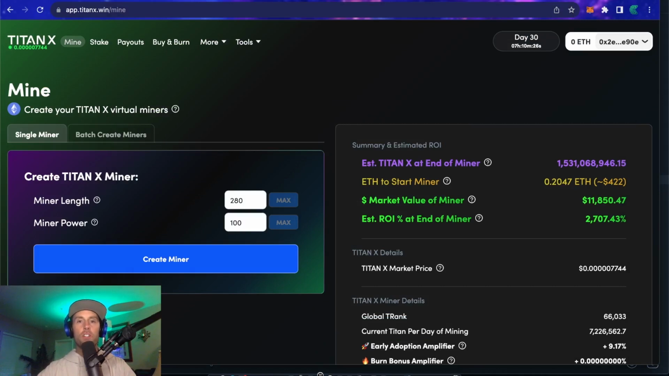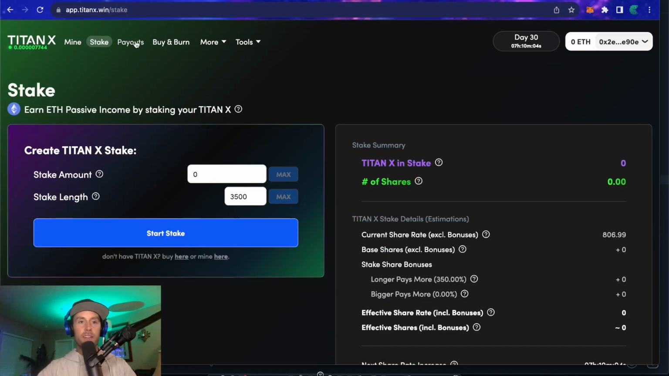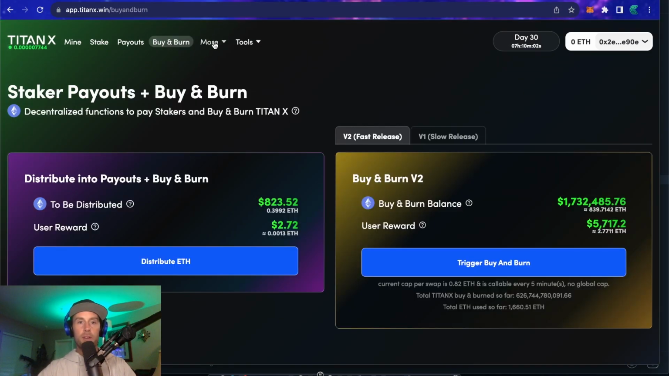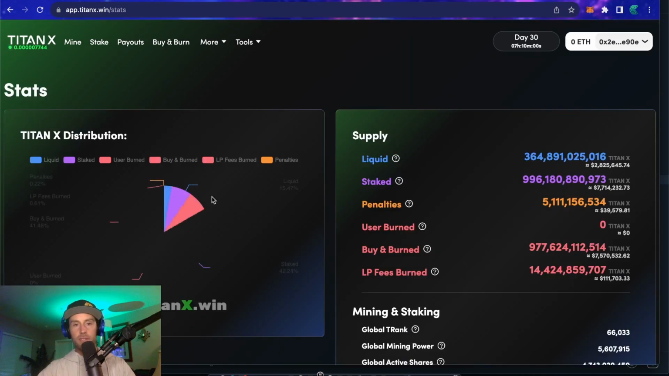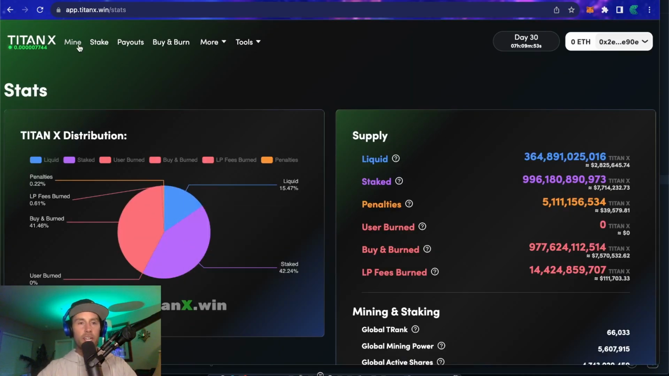In this video, I'm going to show you very briefly just a basic overview of everything to do with TitanX, how to come to this UI or user interface here, and how to work everything you need to know on a basic level about mining, staking, the payouts, buy and burn, and how to look at the stats even, and what this all means. So let's get right into it.